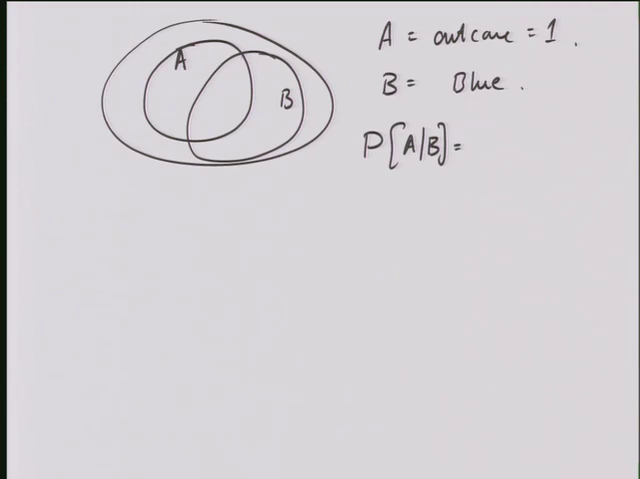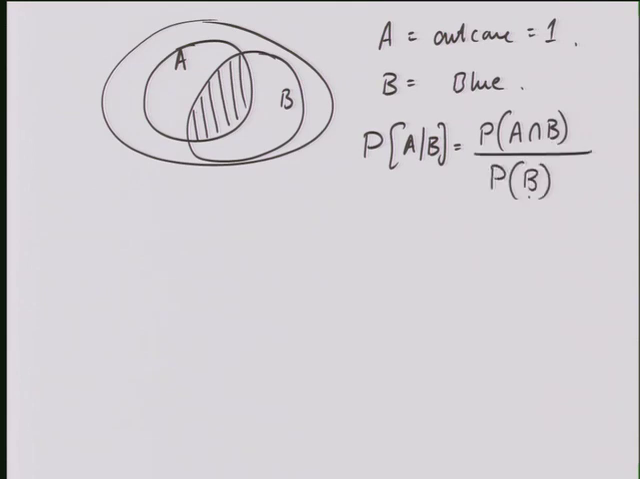So now that you know B occurred, you are in this situation. And so if you want to know what's the probability A occurred, you look at, this is the chance that A occurred given B occurred. So it's just the probability of A intersect B divided by the probability of B. Yes? Does this make sense?